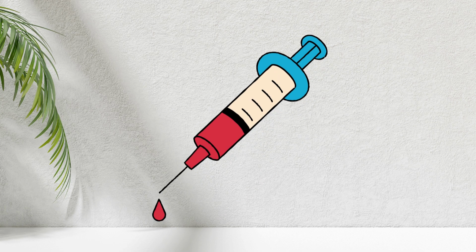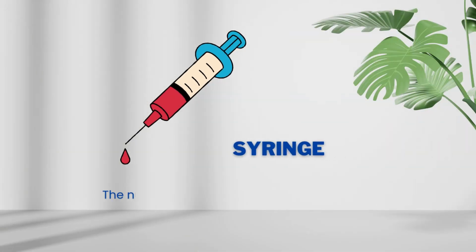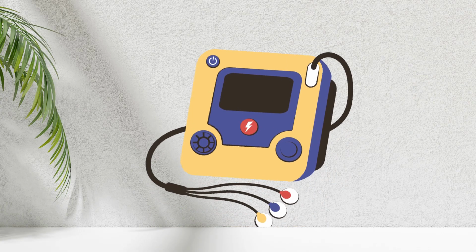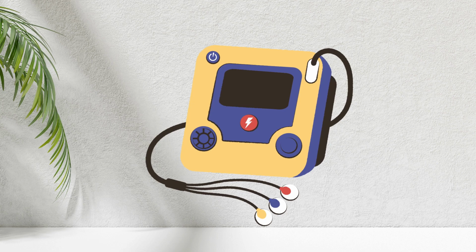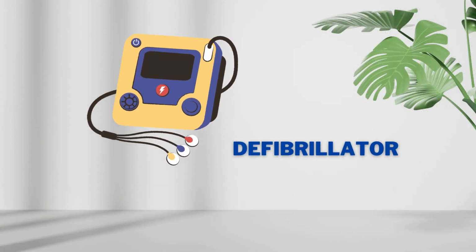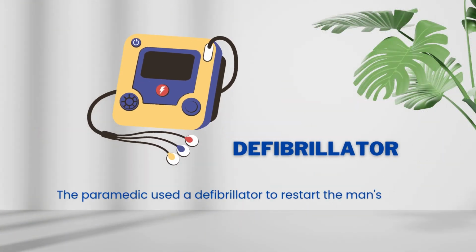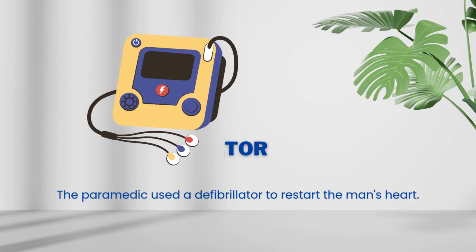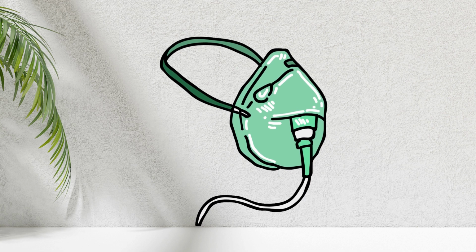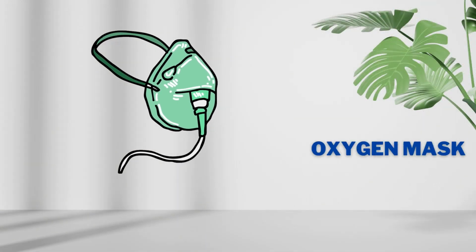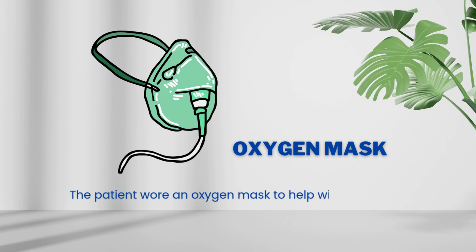Syringe. The nurse gave me a vaccine using a syringe. Defibrillator. The paramedic used a defibrillator to restart the man's heart. Oxygen mask. The patient wore an oxygen mask to help with breathing.